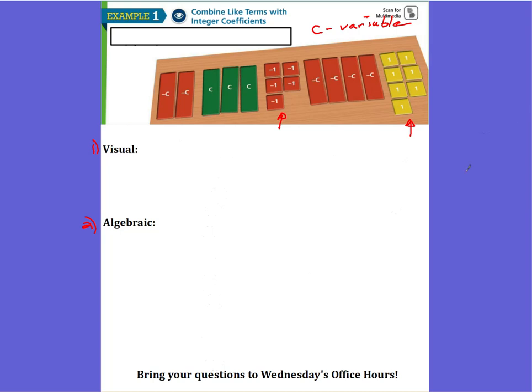So let's look for pairs that we can cancel out. For instance, I have a C and a negative C. Those should undo each other. So we'll take 2 pieces off the board. And I can keep doing that.